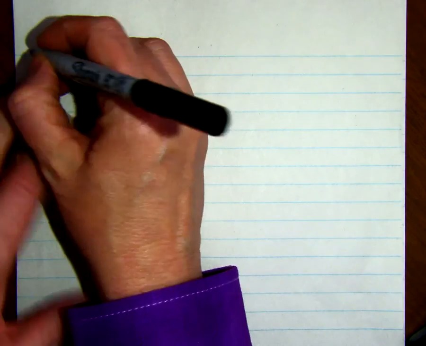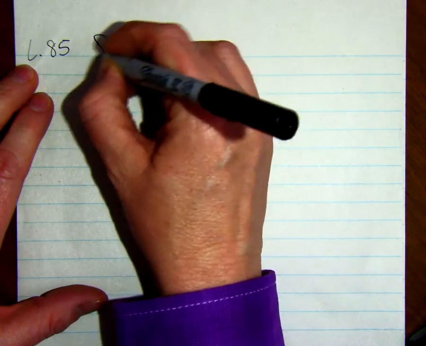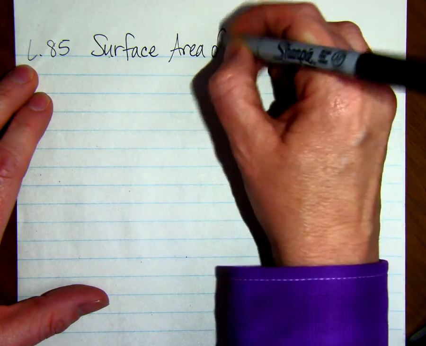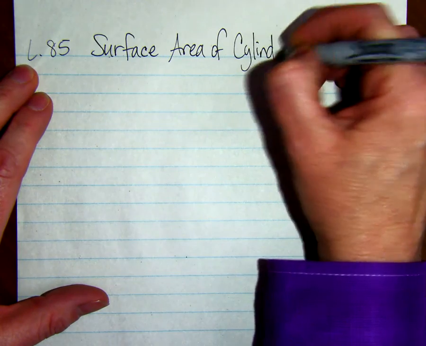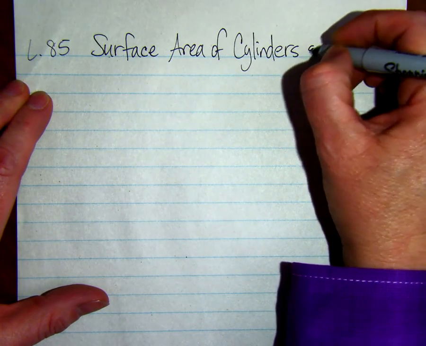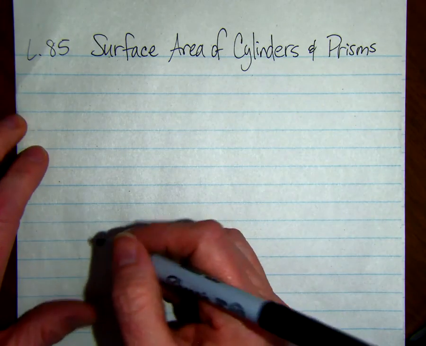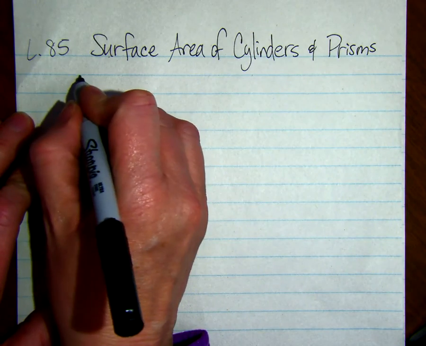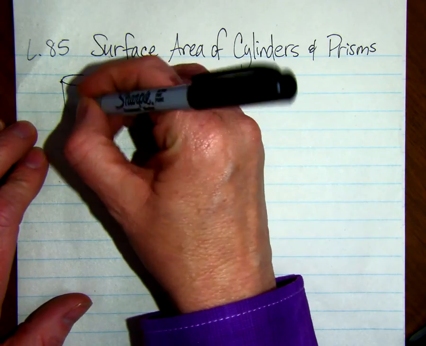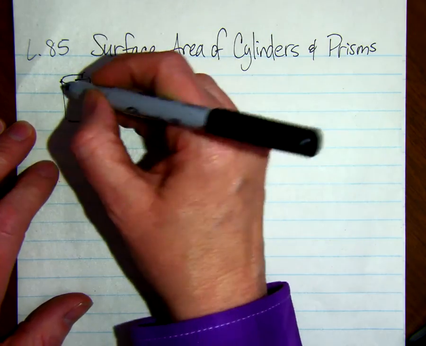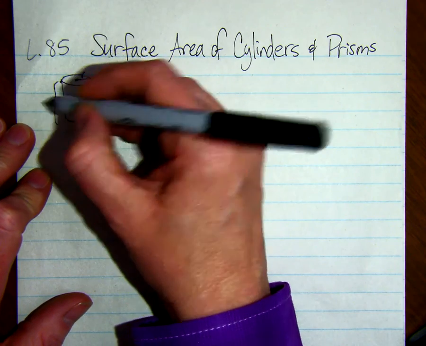Lesson 85, surface area of cylinders and prisms. So we're going to draw a cylinder. It has a radius of r and a height of h.